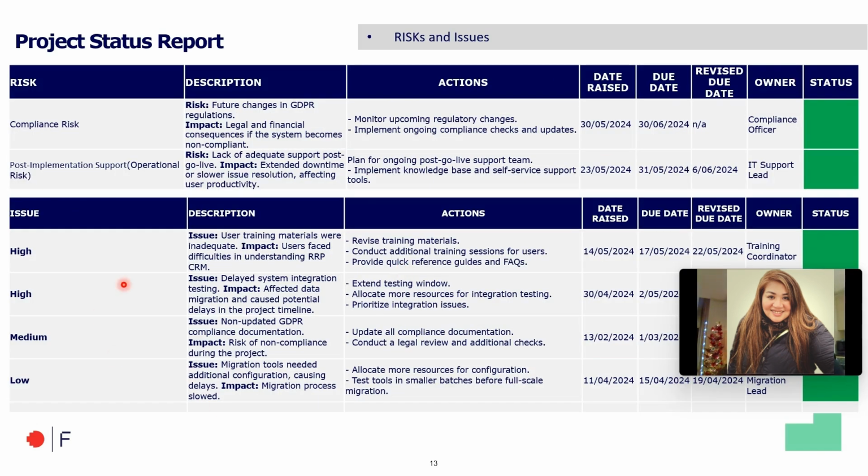Now, also there were risks involved that we put down in the project status report, that we identified to ensure that the business will be compliant post go live. There are also issues that were identified and raised in a timely manner. We prioritized the ones that have high impact to the project and ensured appropriate actions were taken to remediate each one of them.